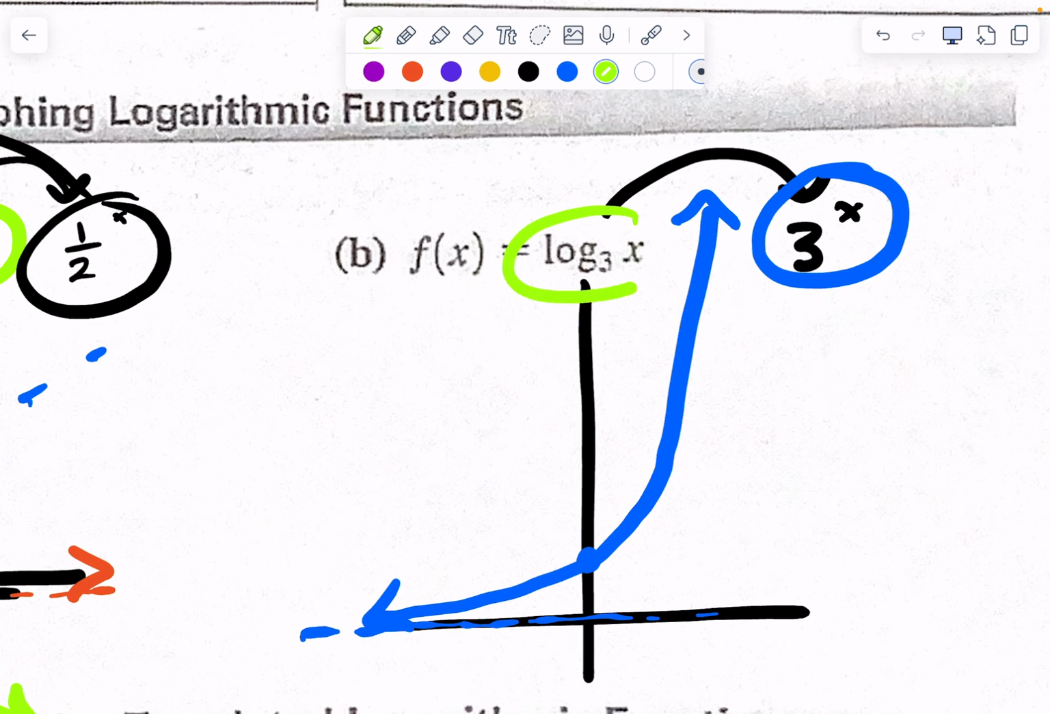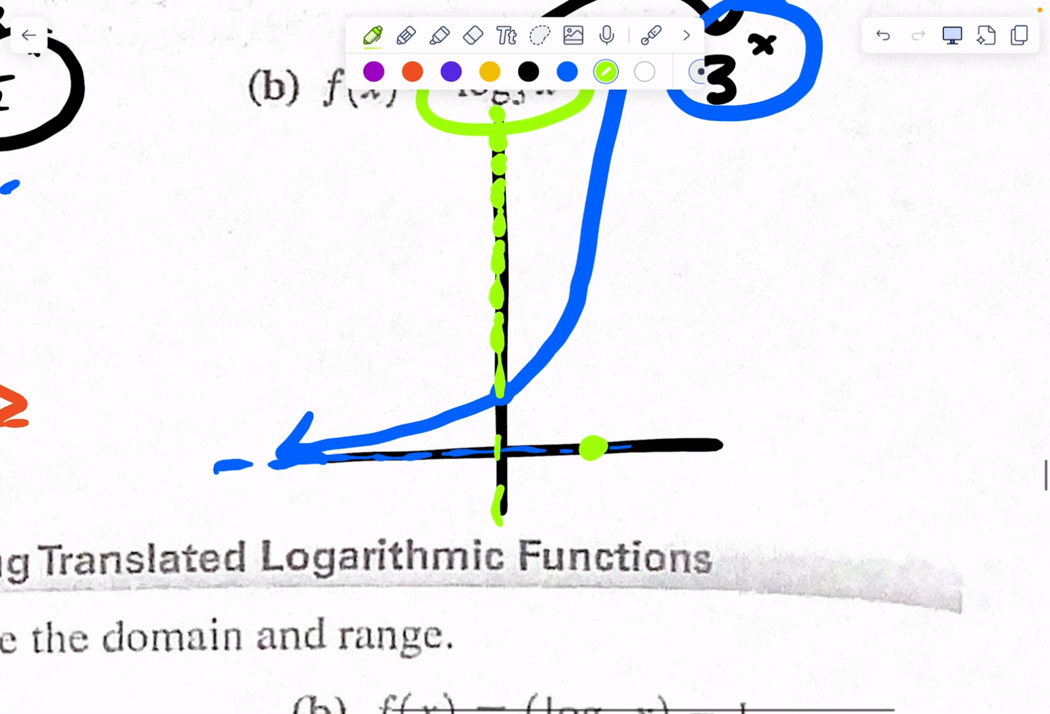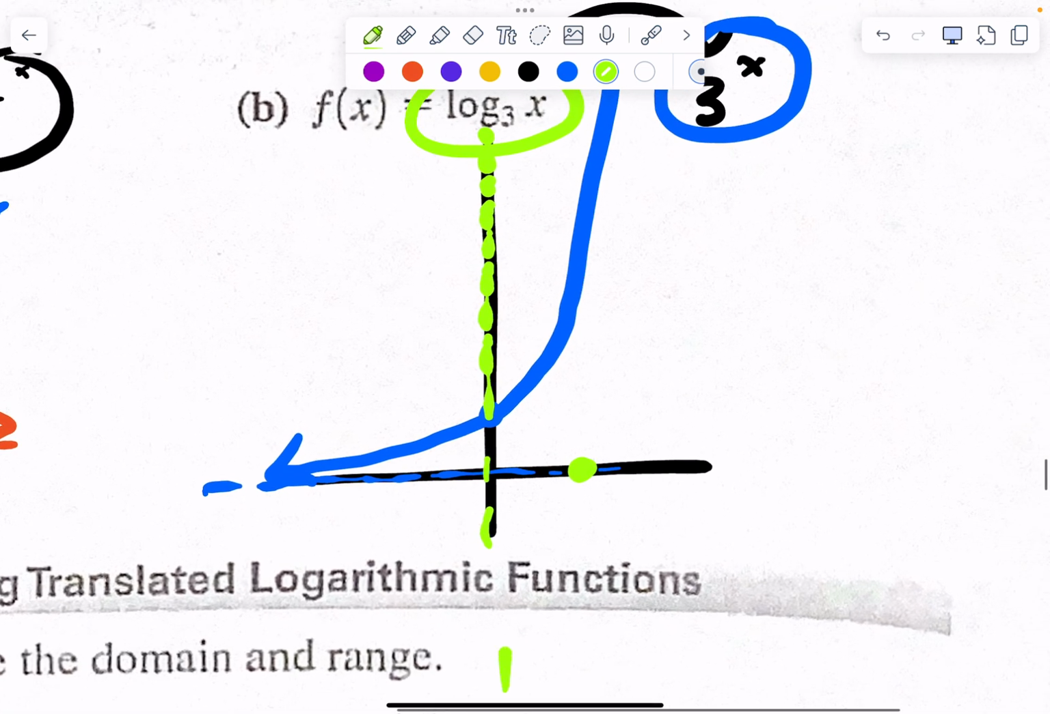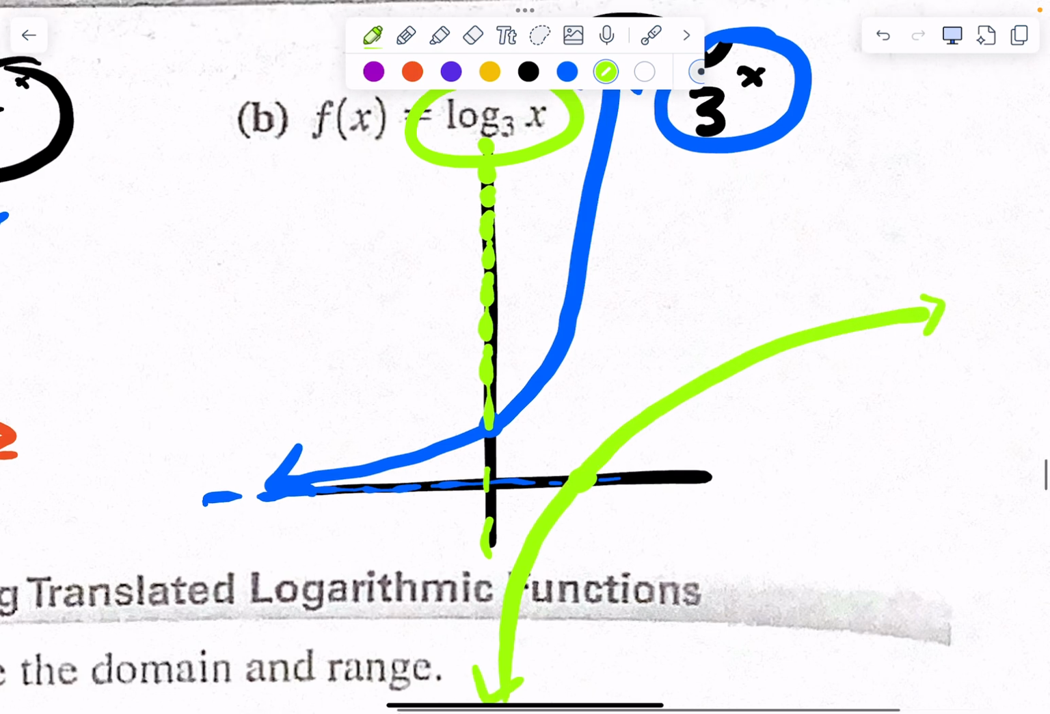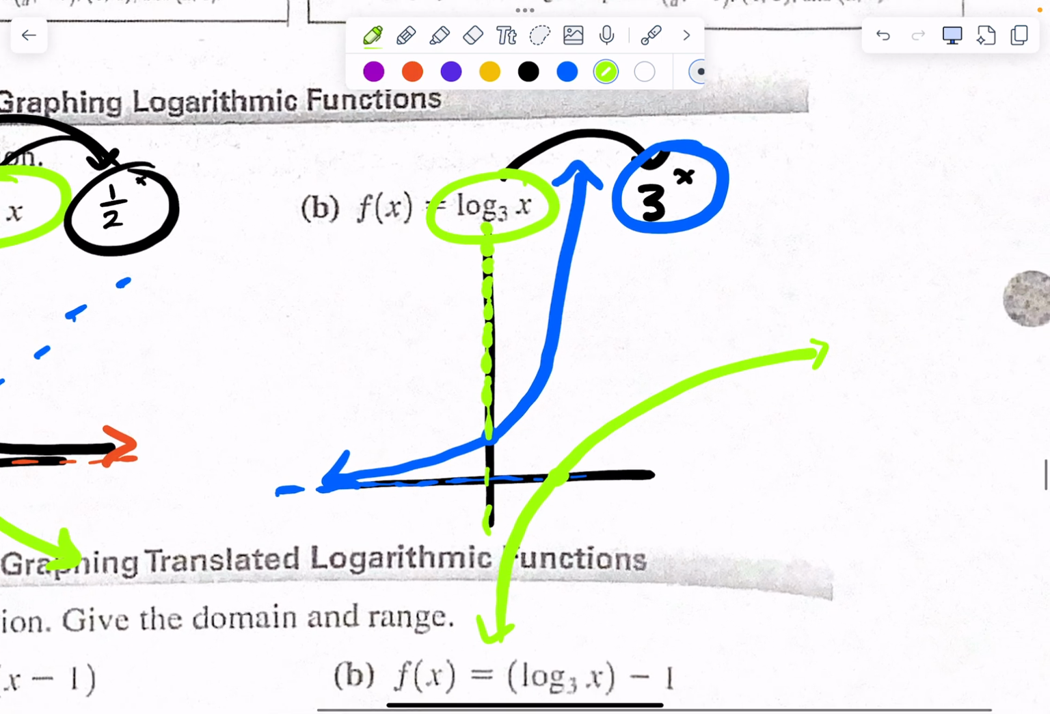But the green one, I'll graph log base 3 in the green. The green is going to have a vertical asymptote. He's going to cross here at 0, 1, right? But he's going to go down forever, and then he's going to go out like this. He's going to make like an H. They won't cross each other. They're reflected.